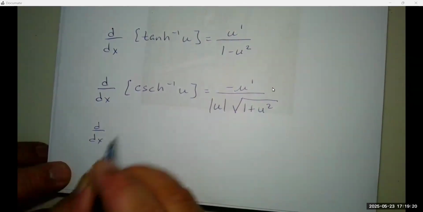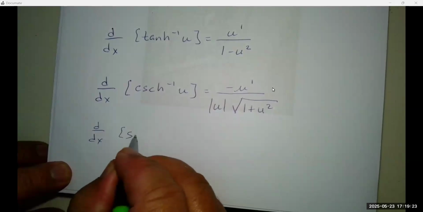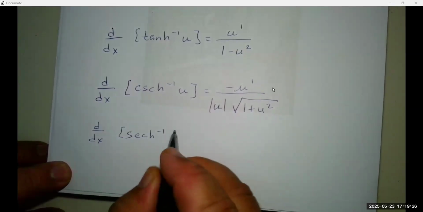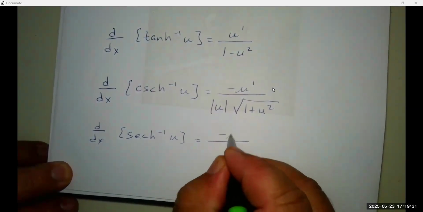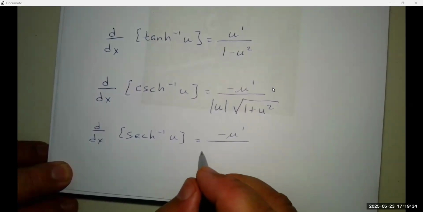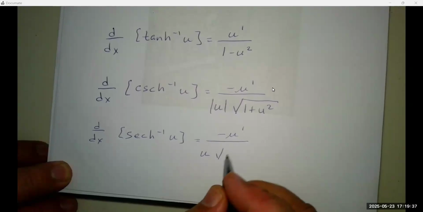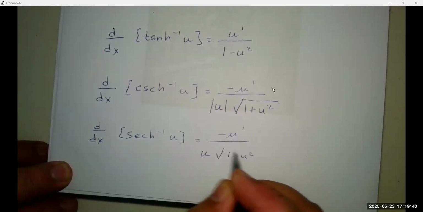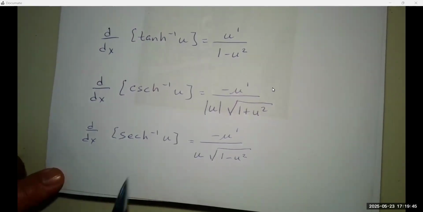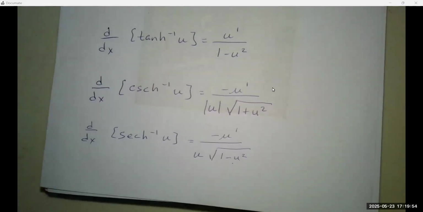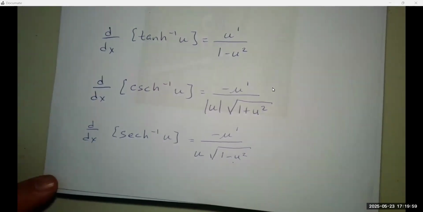And then d/dx of the hyperbolic inverse secant of u is equal to the negative u prime over u times the square root of 1 minus u squared. Again, remember, the secant is the inverse of the cosine function. But now this one, since the secant of the cosine function is positive on the right-hand side, first period, that's why we don't have an absolute value sign there.